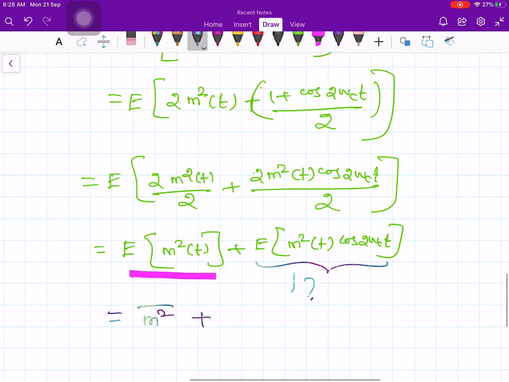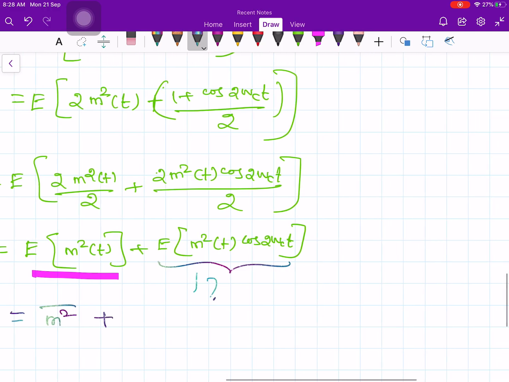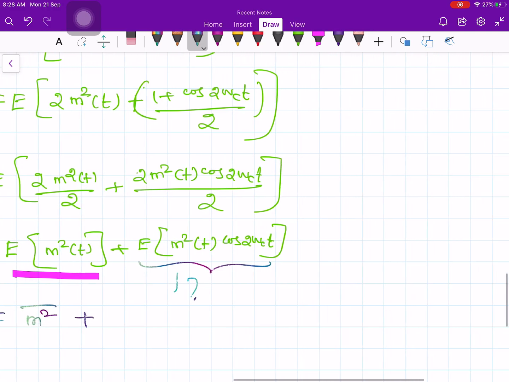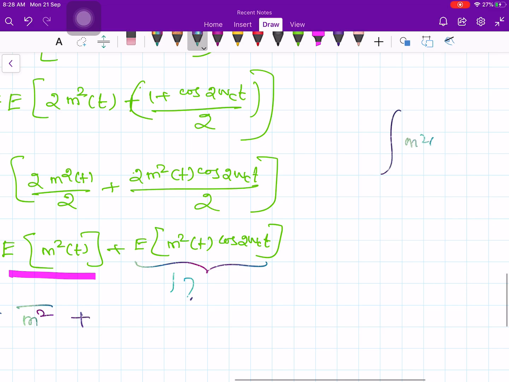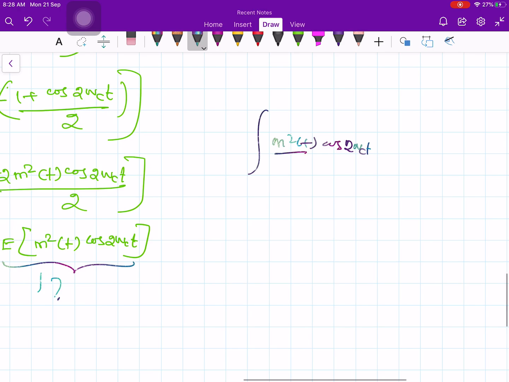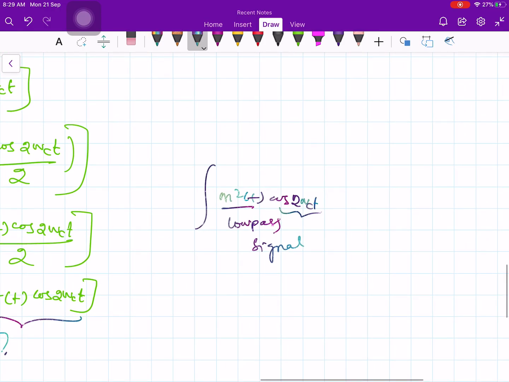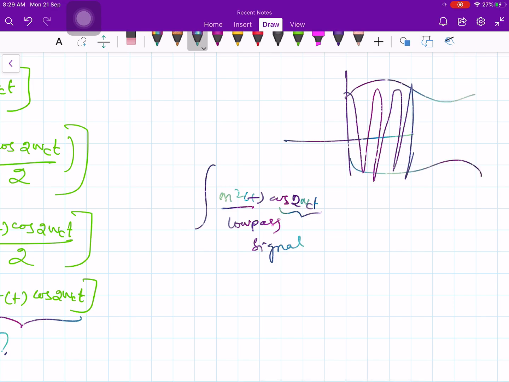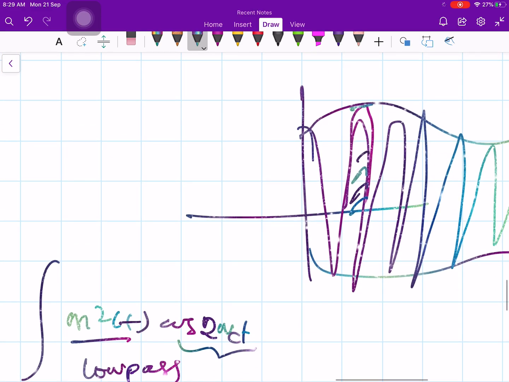If you do the integration, the same argument we did while we discussed amplitude modulation, like if you have m square of t times cos 2 omega ct. So this m square of t is a low pass signal, right? Slowly varying signal, and this cos 2 omega ct is a carrier signal with a high frequency. So that means what? You have very high frequencies, and you integrate half cycle by half cycle. Okay, half cycle by half cycle.